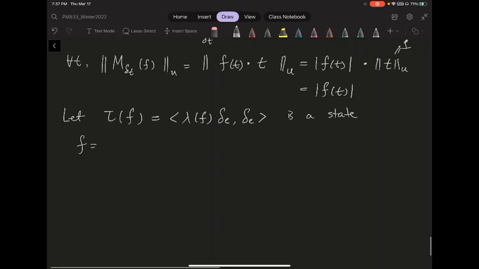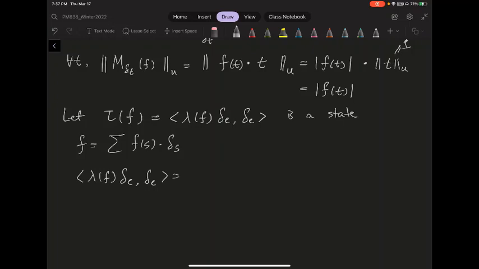So say your f is inside the L1, so let's say f is the sum of f of s times delta s, the point evaluation. So what is lambda of f inner product with delta e? Well, lambda of f is basically the left translate of delta e by delta s, and you multiply by the corresponding f of s. Each of these delta s is going to shift it by s, and then you multiply by f of s. So this is the summation of f(s) delta s, inner product with delta e.